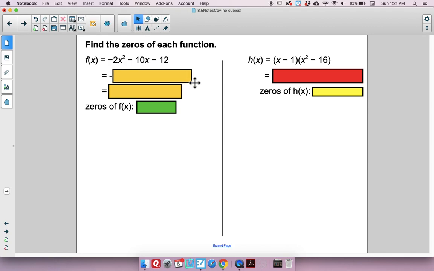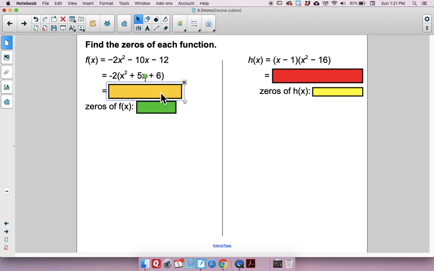So hopefully you took out a -2, and then you were left with x squared plus 5x plus 6. Should you try and factor that? Of course, we're not to the form that we want yet. So it's a trinomial. Is it a perfect square trinomial? No, it's not. 6 is not a perfect square number. Can we easily factor it? Yeah. You could use star method or old-fashioned way.